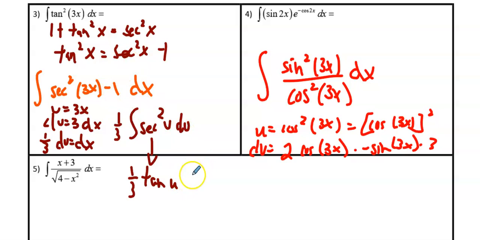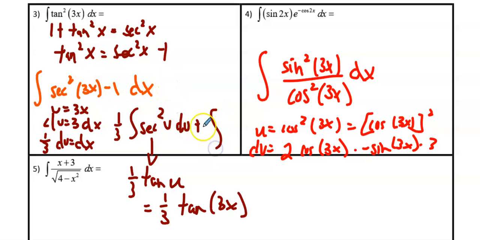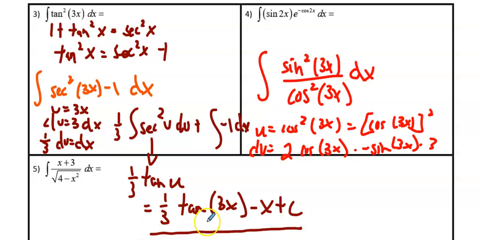And again, I'm going to go ahead and do the minus 1. We'll get to that in a second because I don't want to confuse the x in there. So this is going to be tangent of u, which means this is going to end up being 1/3 tangent of whatever u was. Well, u was 3x. So that's this first part right here. And now I still have my negative 1 that I need to integrate. So if I wanted to be consistent with this, plus the integration of negative 1. Well, that's just going to be negative x plus c. So this is going to be your answer to your function right here.